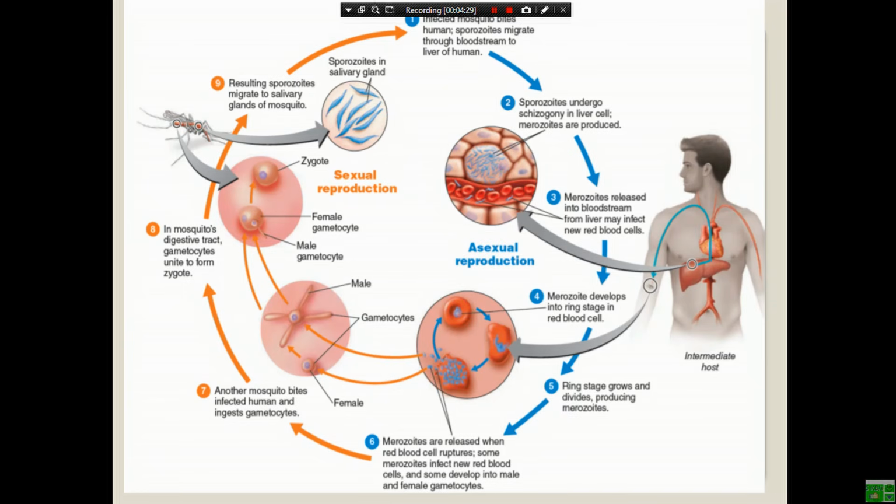When it comes to the life cycle, at the beginning, the uninfected female Anopheles mosquito bites a person with malaria and takes in Plasmodium spores. Then the infected mosquito bites a healthy person. Spores are transmitted to the bloodstream.